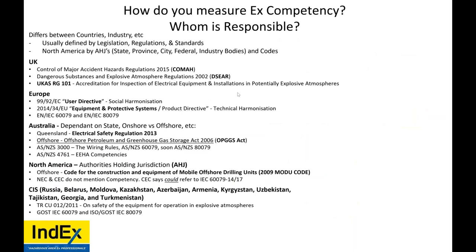So how do we measure EX competency and who is responsible? Well, each region of the world has different requirements. UK, they have COMA, different legislation. In Australia, there's others. To go through each of them can be mind-blowing. So what other options are there?